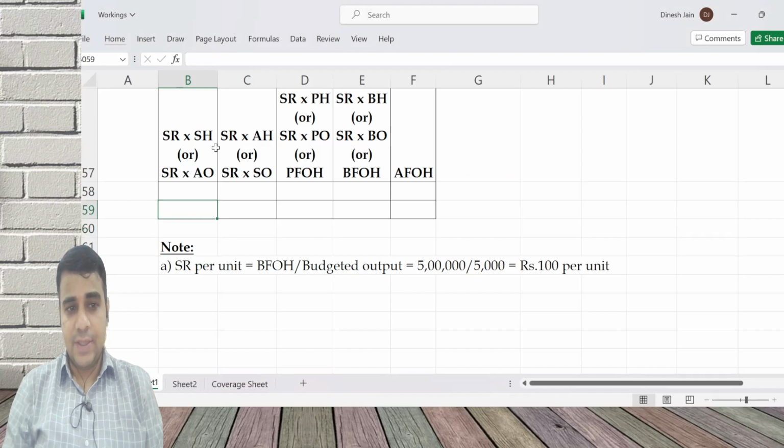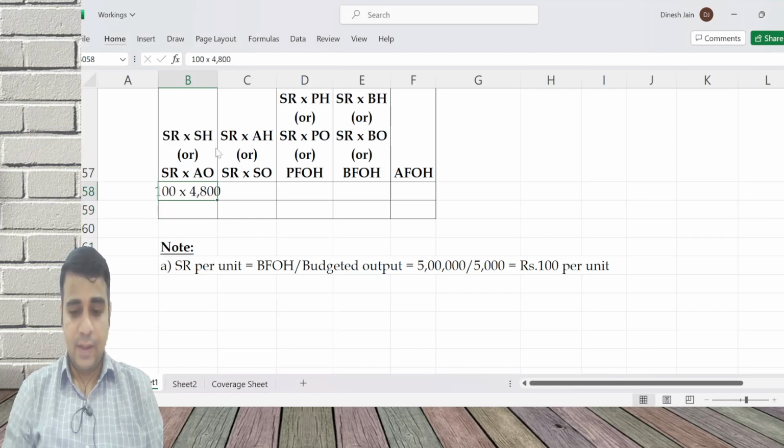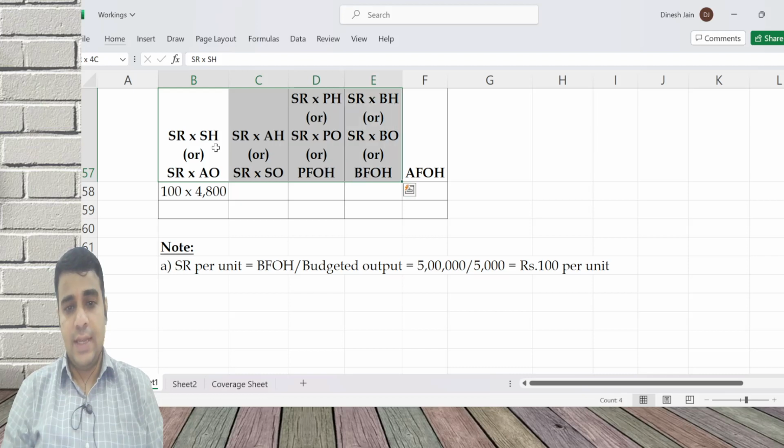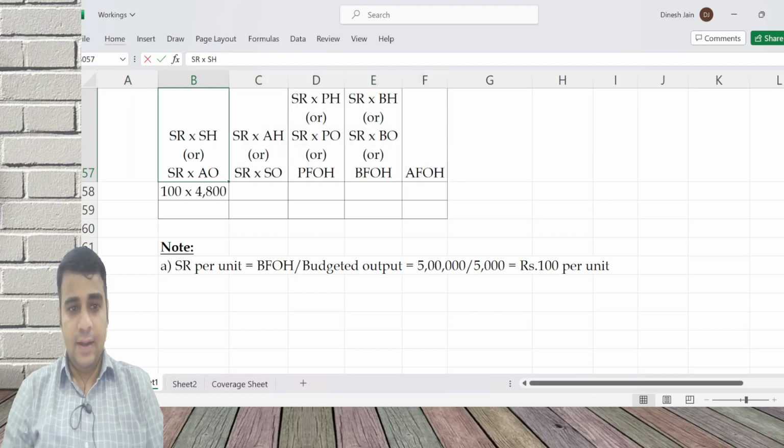Let's start coming to the computation table. First one is 100 into 4,800. Actual output is 4,800. 100 into 4,800. Use this.